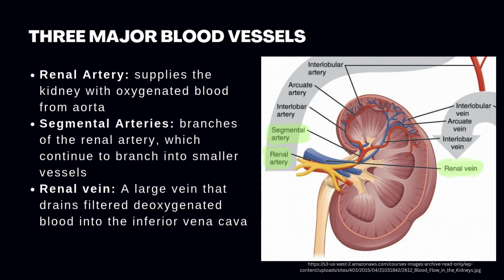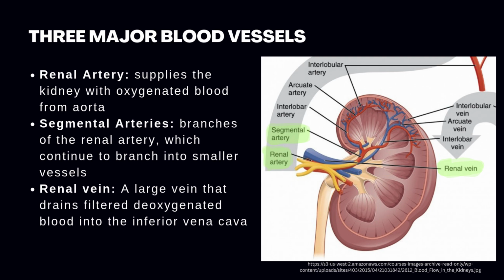The kidneys contain three major blood vessels: the renal artery, segmental arteries, and the renal vein. The renal artery supplies the kidneys with oxygenated blood directly from the aorta. It enters through the hilum, continuing into the renal pelvis, as you can see in the diagram.